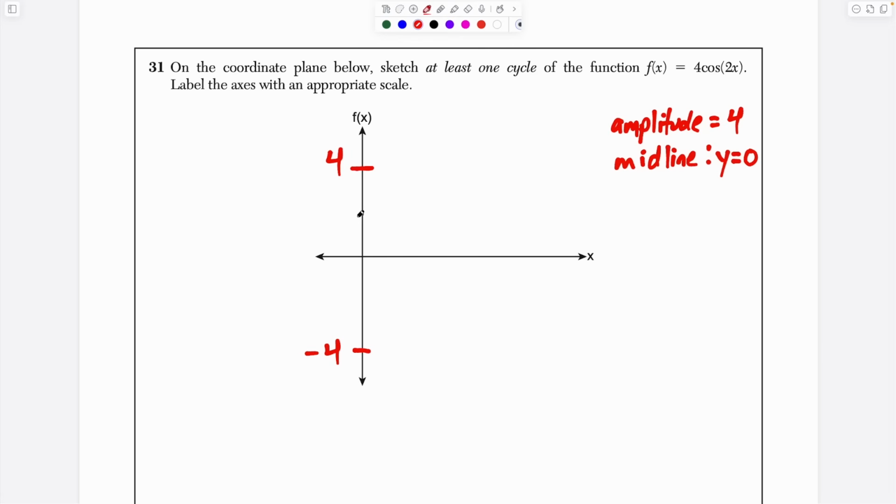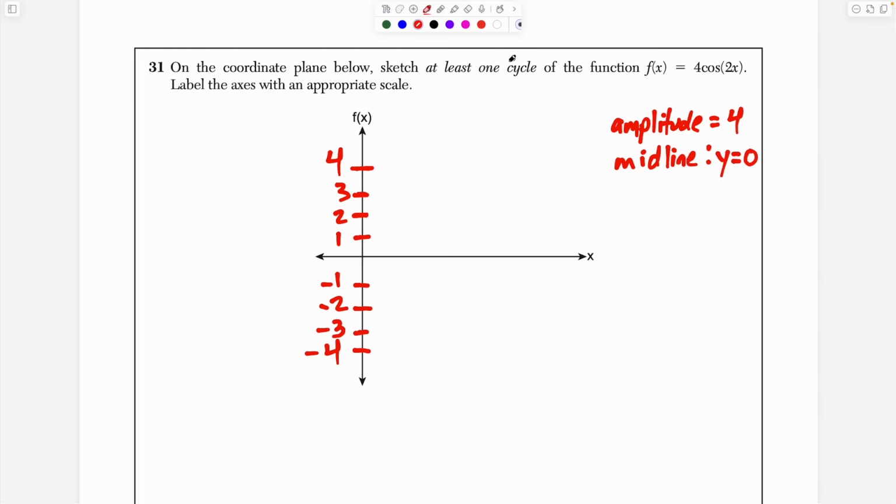So a good scale for this, I could count this part here by ones like this. And this should be good for the y-axis, right? Because our amplitude is 4. So we're just going to say here, this is 1, 2, 3. And then over here, we have -1, -2, -3.